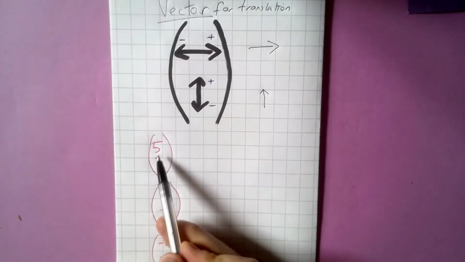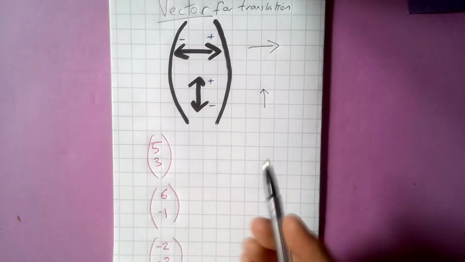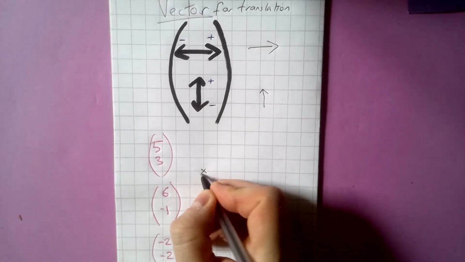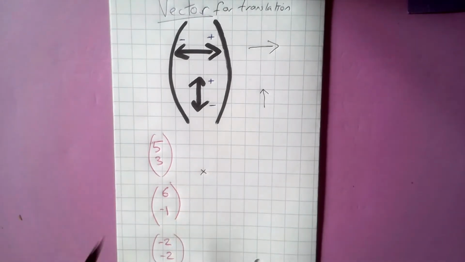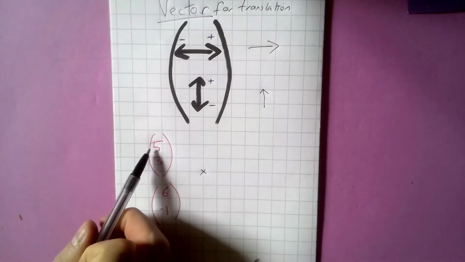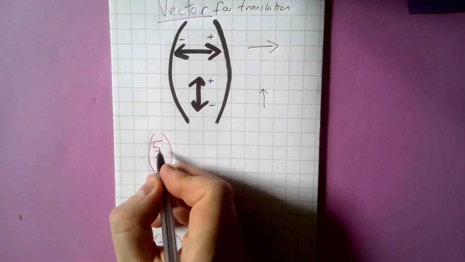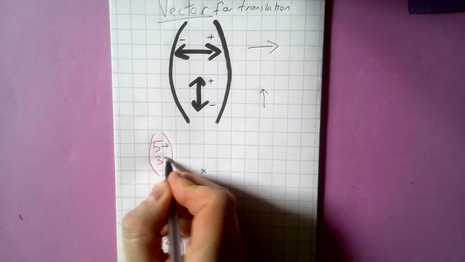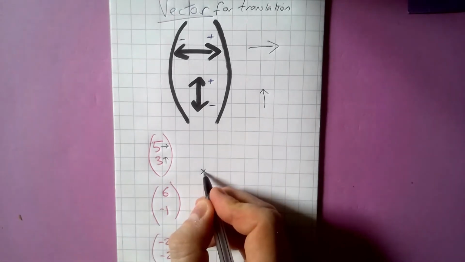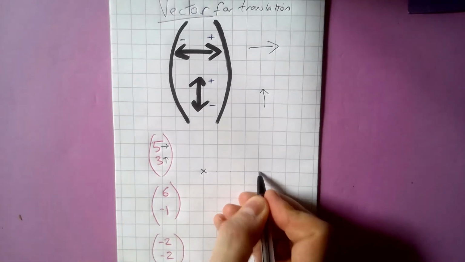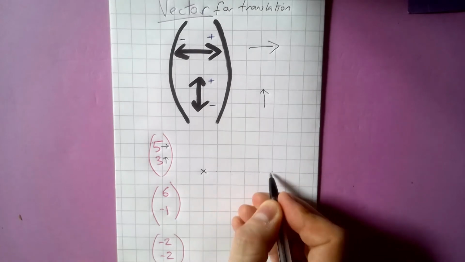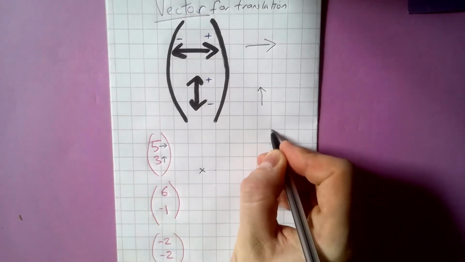So if I pick this vector and I just choose a random point here, this means I'm going to go 5 to the right and 3 up. 5 to the right, 3 up. So this point goes 1, 2, 3, 4, 5. 1, 2, 3.